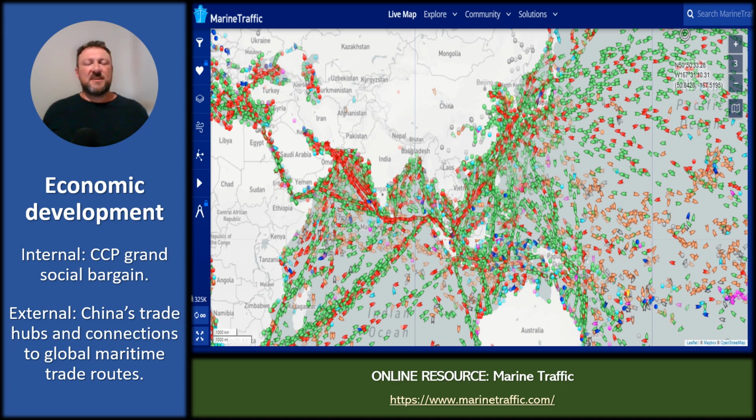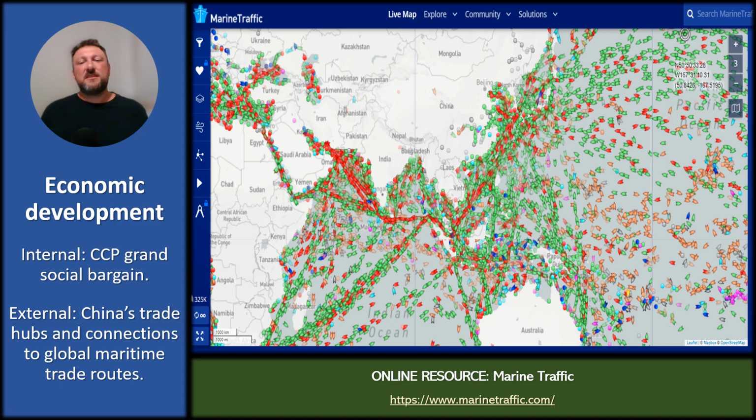Economic development as a national interest has both internal and external angles. So internally, the CCP has a long-standing social bargain with the Chinese people, in which it promises to maintain economic growth to continually improve people's living standards in return for the public's acceptance of continued CCP authoritarian rule. To visualize this to students, you could go back to Google Earth to explore the stark differences between urban and rural landscapes in China.